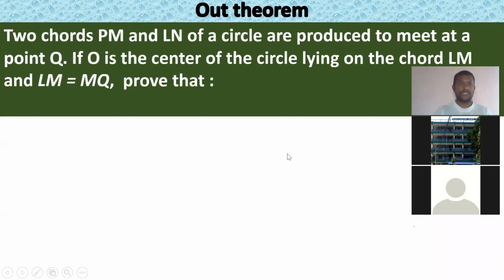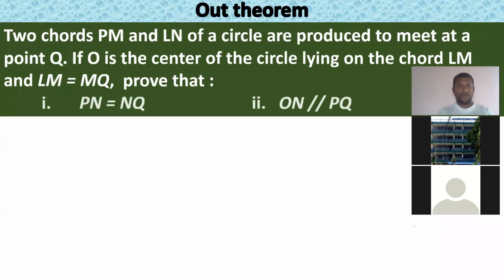So this is the question. Two chords PM and LN of a circle are produced to meet at a point Q, and if O is the center of the circle lying on the chord LM and LM equal MQ, then prove that PN equal NQ and ON parallel to PQ. These two parts we need to prove.